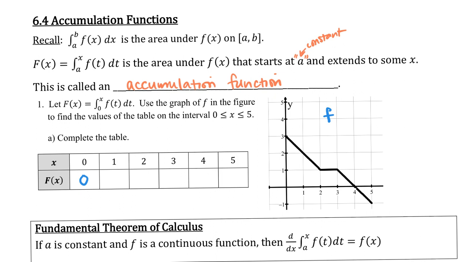Now I want the area under the curve from 0 to 1. Now I'm finding the area from here to here, so I'm finding this little piece right here. Well, let me see. That's going to be 1 unit plus 1 unit plus half a square. So that's going to be 2.5.